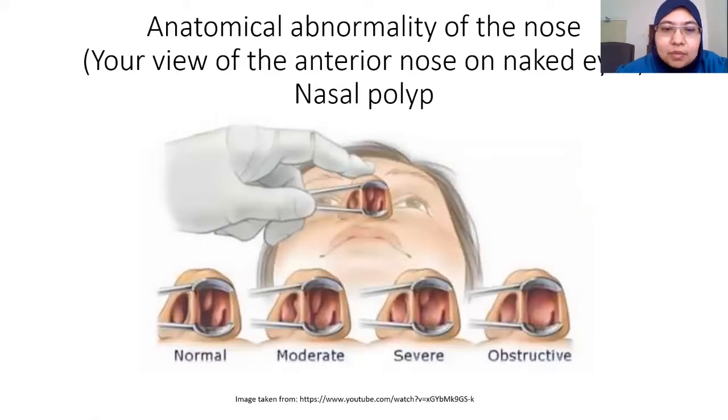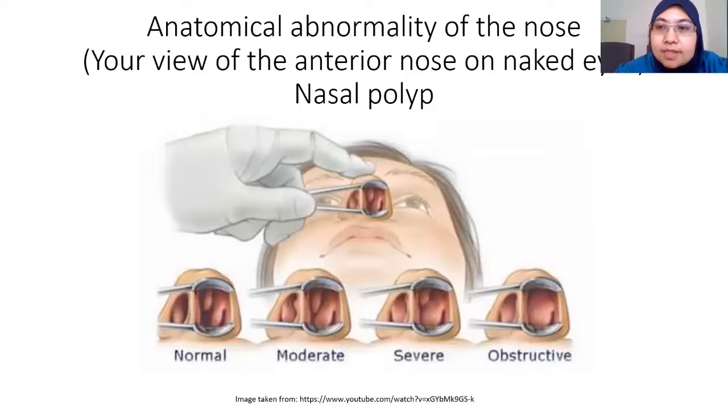This is another diagram showing what you can see when you are looking into the patient's nose using this speculum here. This procedure is called anterior rhinoscopy. So anterior rhinoscopy is very helpful for all doctors to learn how to do. So basically, we insert this speculum to bypass the area that has hair, and you will be able to see the inferior turbinate and middle turbinate.